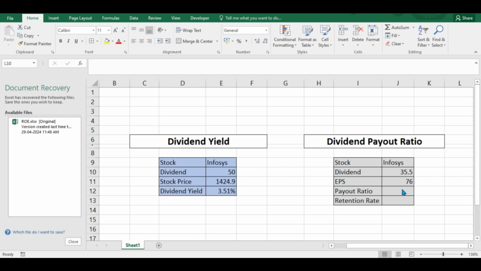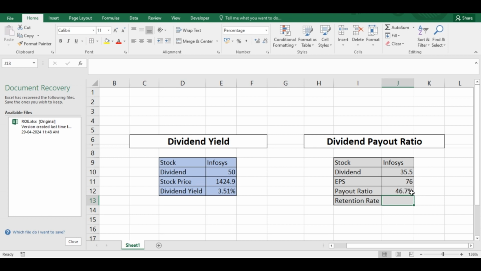To calculate payout ratio, we divide dividend per share paid in last 4 quarters to the EPS of last 4 quarters, also known as trailing 12 months EPS. The payout ratio for Infosys turns out to be 46%.